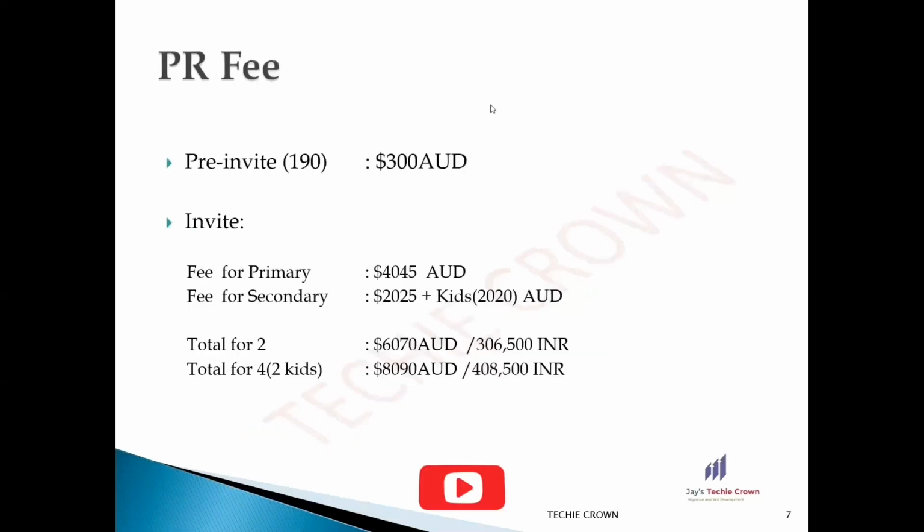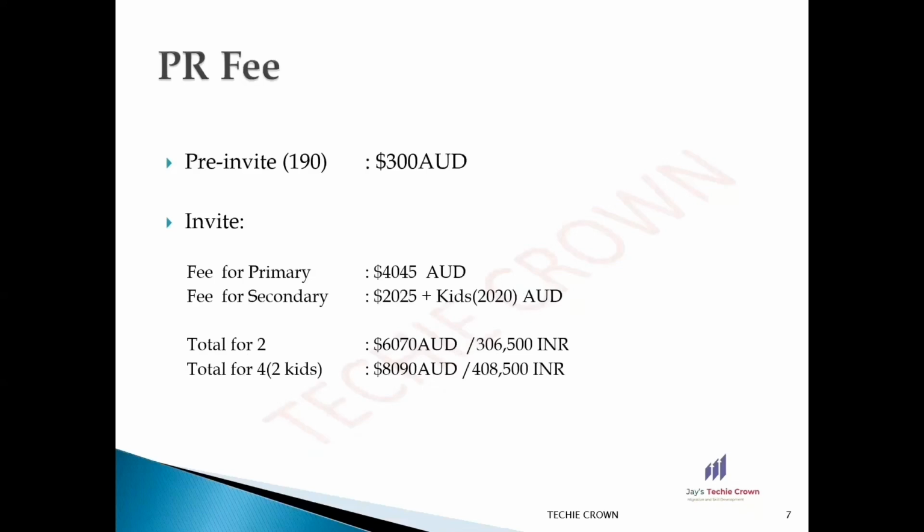Then the next step is the PR fee. If you applied for 190 and got a pre-invite, then you are supposed to pay a fee of $300 AUD. In case of 189, there is no pre-invite, so this fee is not applicable for 189.